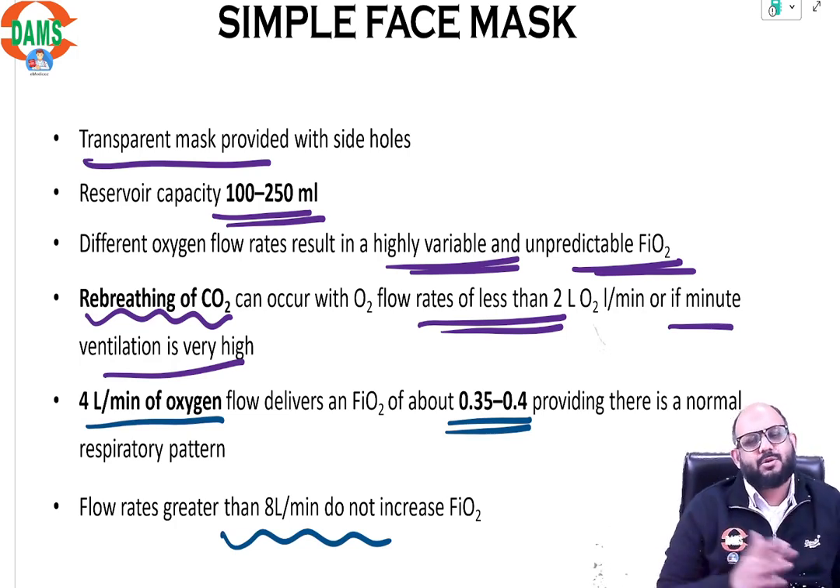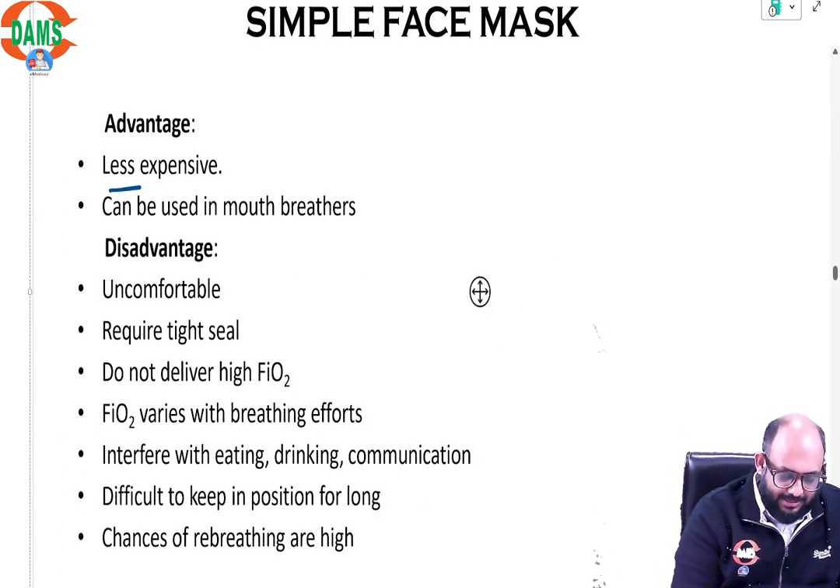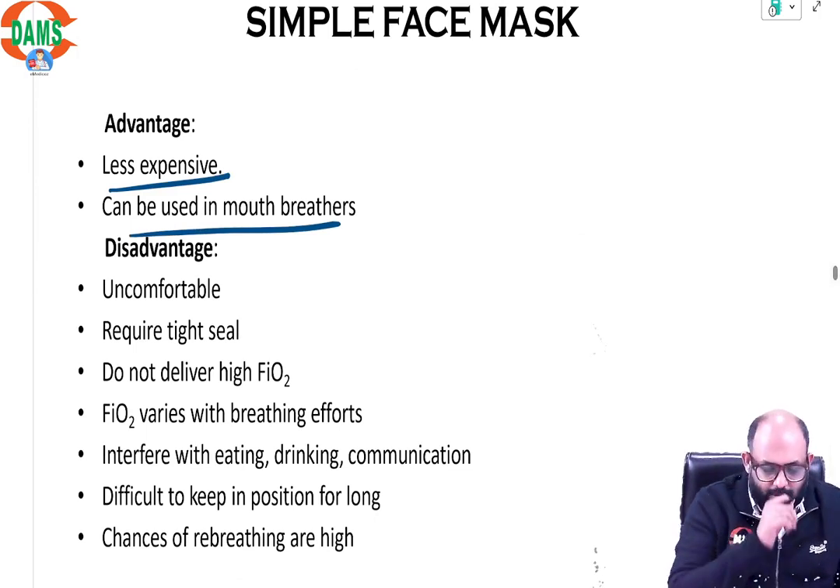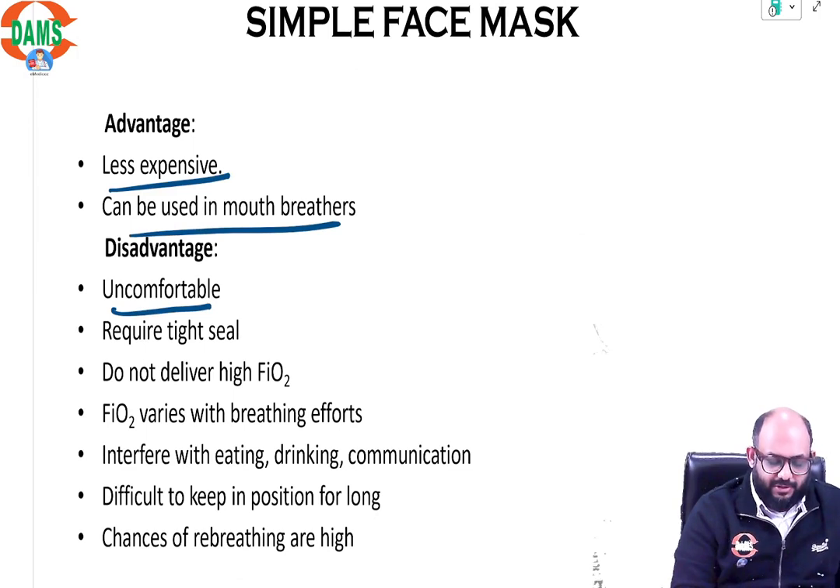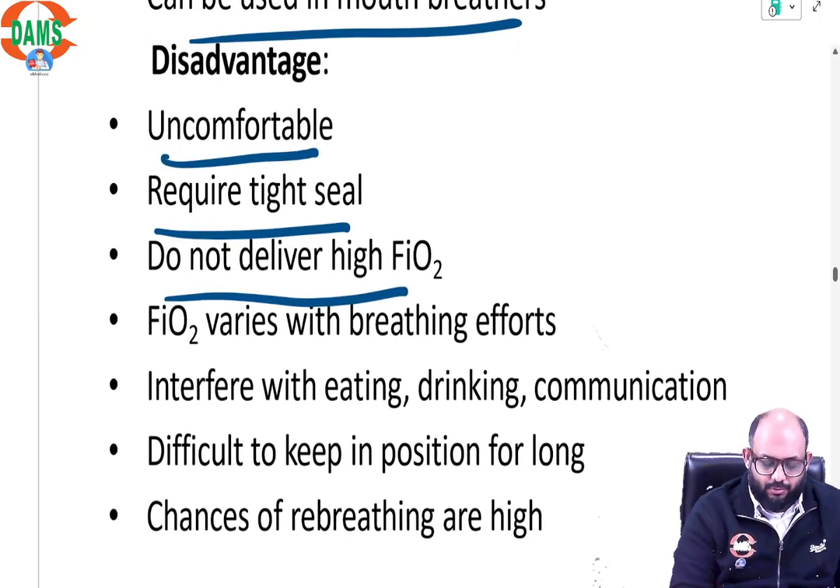So its range is usually between 4 to 8 to 10 liters per minute. Advantage: less expensive, can be used in mouth breathers. Disadvantage: uncomfortable, requires tight seal, doesn't deliver very high FiO2s.